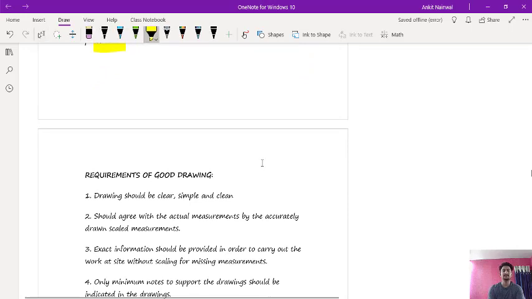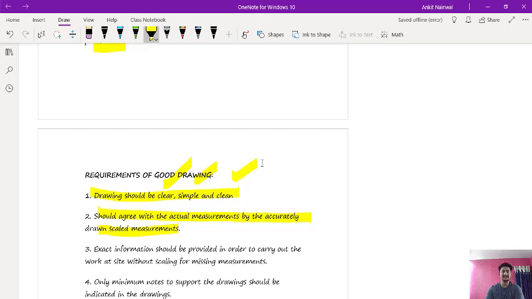Good drawing means that the drawing should be clear, simple and clean, so that anybody may understand. It should be clear enough, simple and clean. There should be no congestion in the drawing. It should agree with the actual measurements, accurately drawn to scale. The dimension of each building or part of the building must be accurately drawn on scale in the drawing.